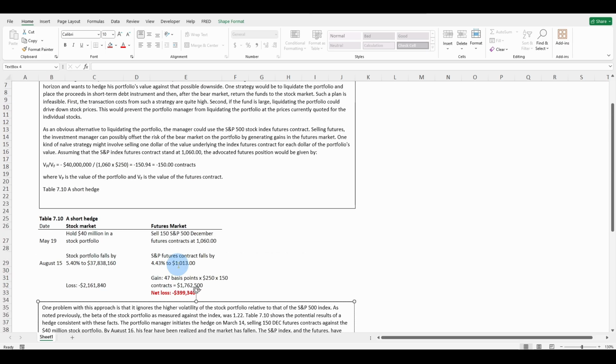And for clarification, the number was wrong earlier. It was 250.94. It was supposed to be 150.94. Sorry about that. Just want to clear that up.